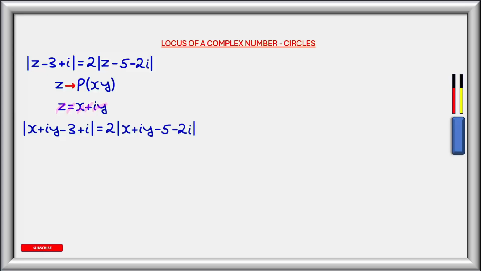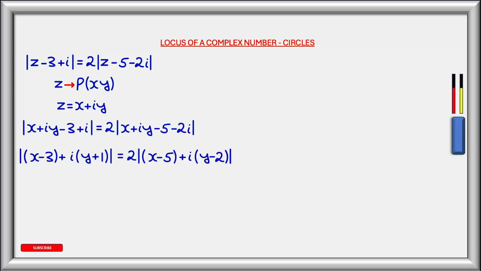And making this substitution, we have the modulus of x plus iy minus 3 plus i is equal to 2 multiplied by the modulus of x plus iy minus 5 minus 2i. And if we group the real and imaginary parts, we have the modulus of (x minus 3) plus i(y plus 1) is equal to 2 multiplied by the modulus of (x minus 5) plus i(y minus 2).